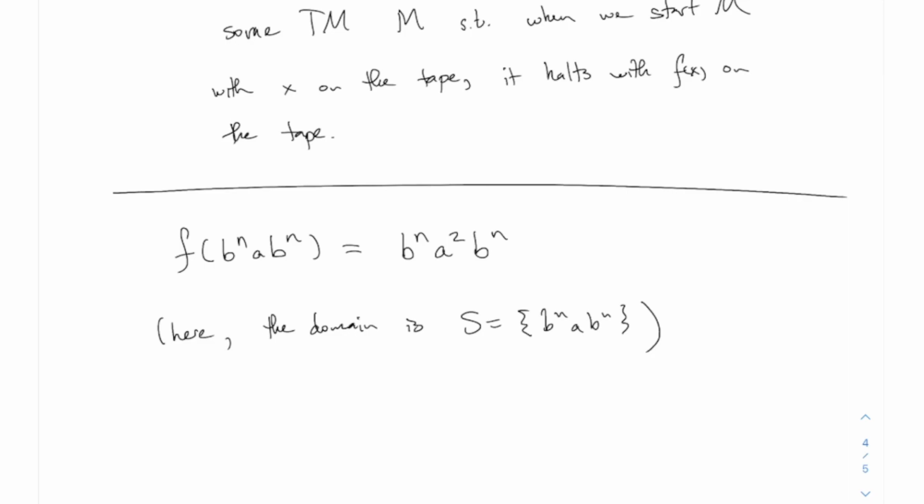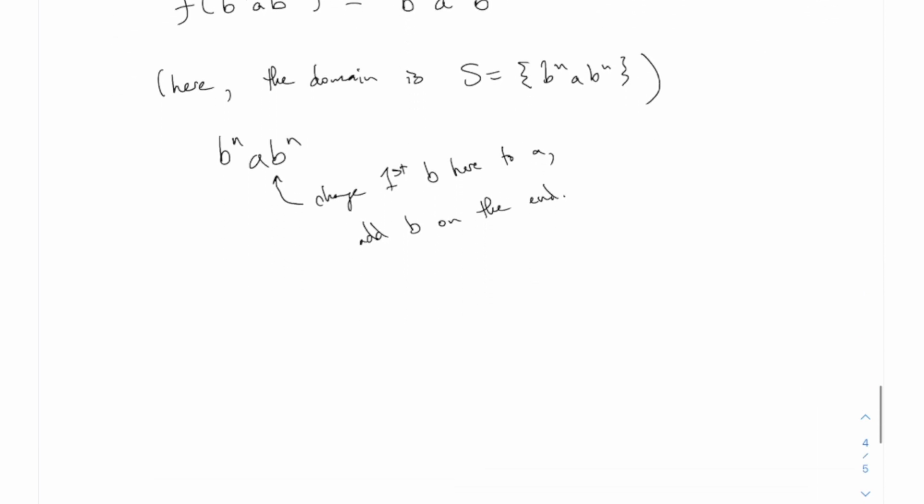So the idea is you start with b to the n, a, b to the n, and my strategy is to change the first b on that part, not the very first b, but the first b here, to a, and then add a b on the end to compensate for that one. All right. Okay, let's see. Can we make that happen?